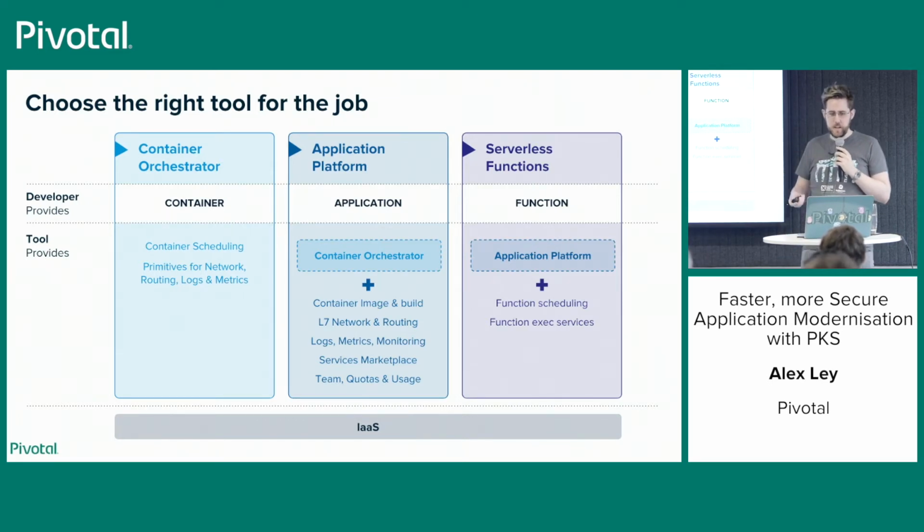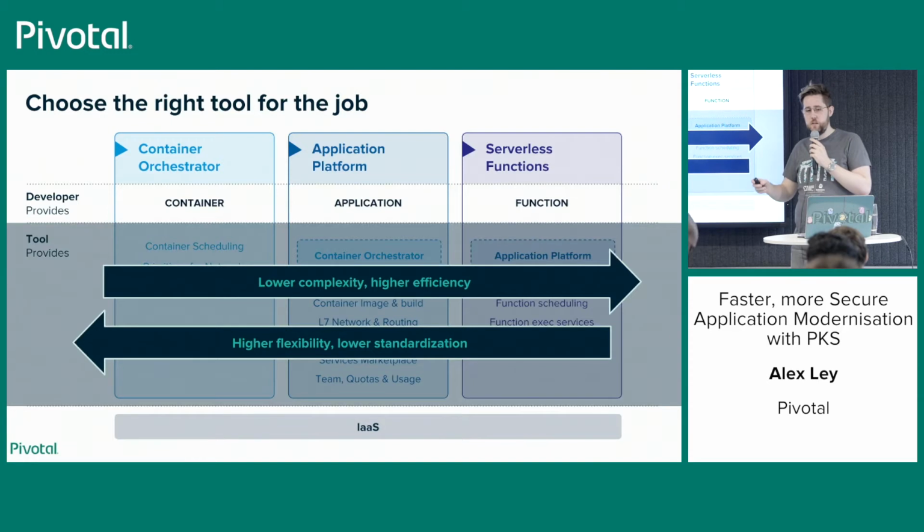Looking at some of the characteristics you get from application platforms, you get layer 7 network and routing. You've got services for logs, metrics, and monitoring. You often have service marketplaces, so you can easily consume other services without having to run those yourself within your platform. And it often fits into enterprise environments because you can put in quotas and team policies, adding enterprise-grade capability into the platform. And then application platforms will often run serverless functions. This is where you can do event-driven functions, and this is often layered on top of an application platform.